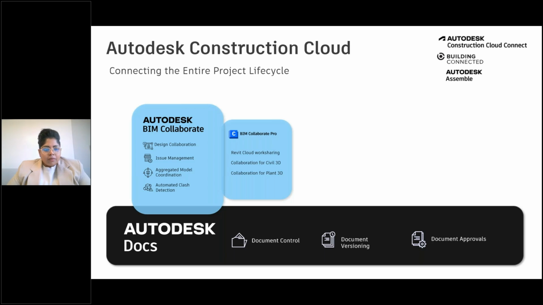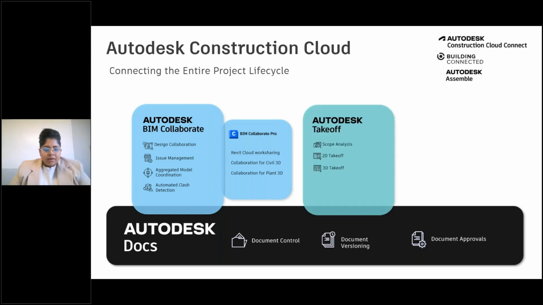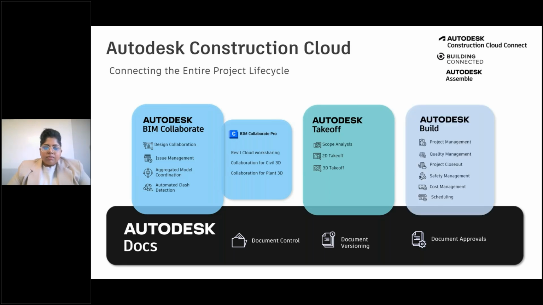Then using BIM Collaborate Pro, we'll add on Revit Cloud Worksharing, or collaboration for Civil 3D and Plant 3D. Then we have Autodesk Takeoff, which is aimed at quantity surveyors and estimators for the project, and that is scope analysis, 2D takeoff, and automated 3D takeoff. And in your construction or build phase, Autodesk Build services project management, quality management, project closeout, safety and cost management, and scheduling. So you can see it really gives you the added tools you need to keep everything within one platform.